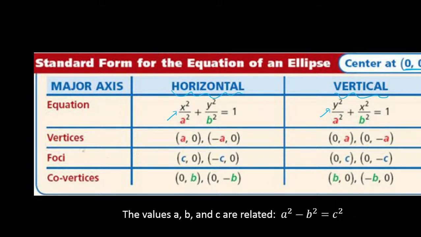Notice also, if you consider a vertex, horizontal has zeros for the y value in foci and vertices. Vertical have a 0 for the x value. Okay? And then co-vertices, of course, are the opposite. The values a, b, and c, so this a, this b, and this c, are related by this equation, a squared minus b squared equals c squared. Meaning, if you know a and b and want to find c, you can use this rule to find c.